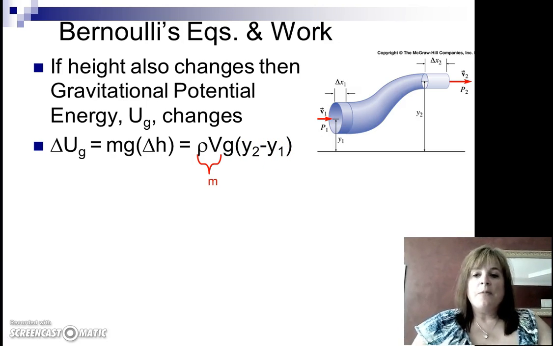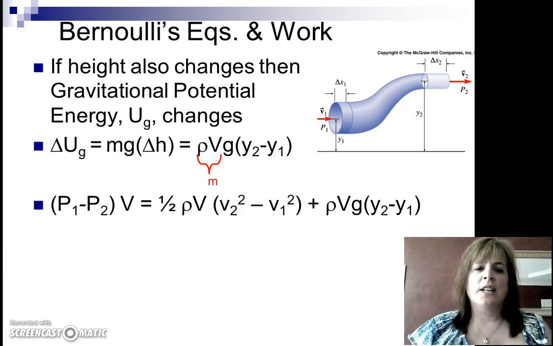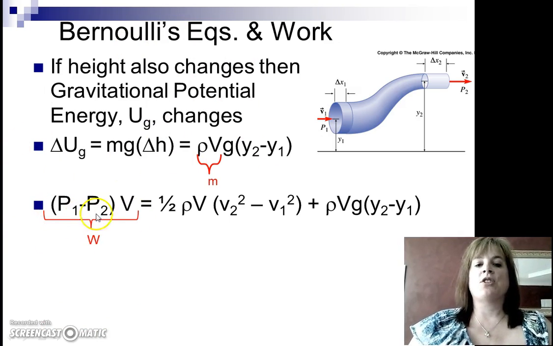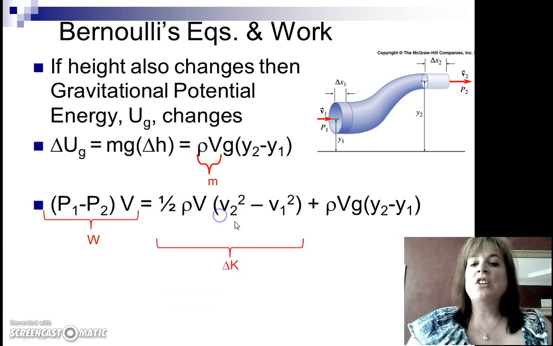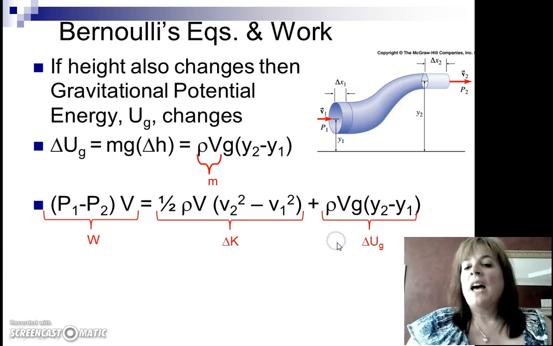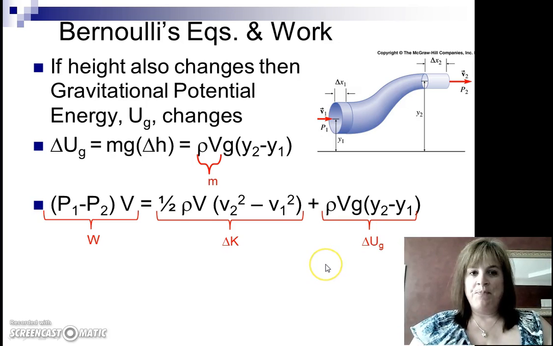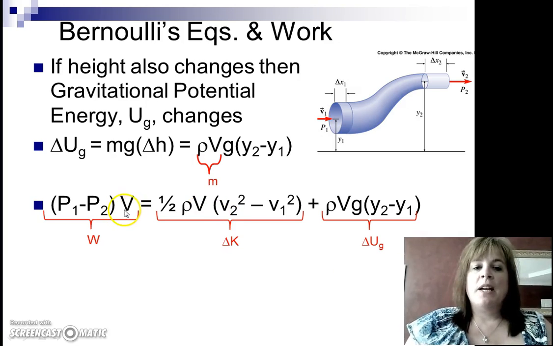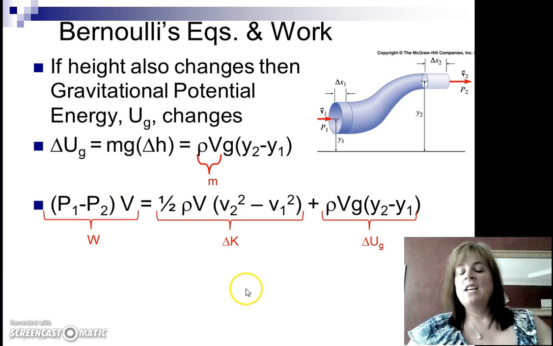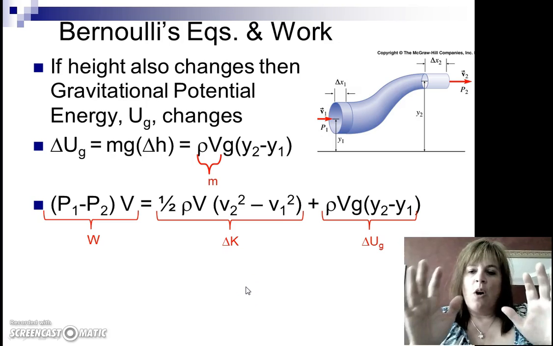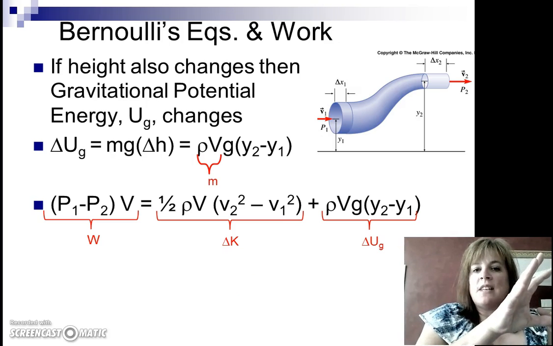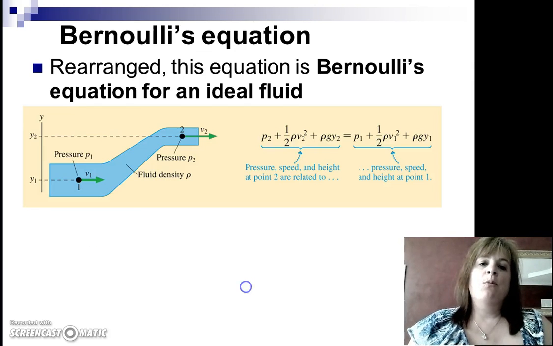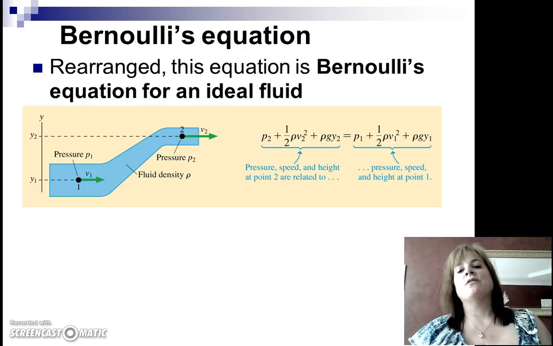Now we can put it all together and we get this really ugly looking equation which has our work component. Here's our work, the difference in pressure times the volume, is equal to that change in kinetic energy plus the change in gravitational potential energy. Yeah, it's pretty scary looking, isn't it? Well, now we're going to simplify it. We can do that by getting rid of these volumes. And we can rearrange it so that we put all of the stuff for one point on one side of the equation and all of the stuff for the other point on the other side of the equation, and we come to Bernoulli's equation for an ideal fluid.